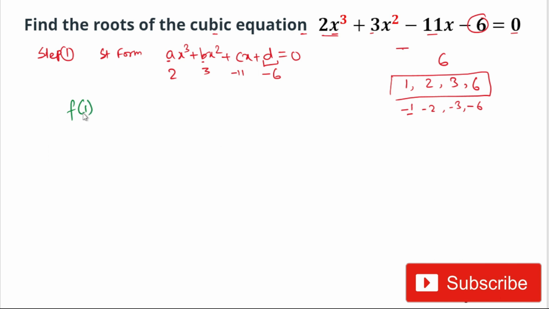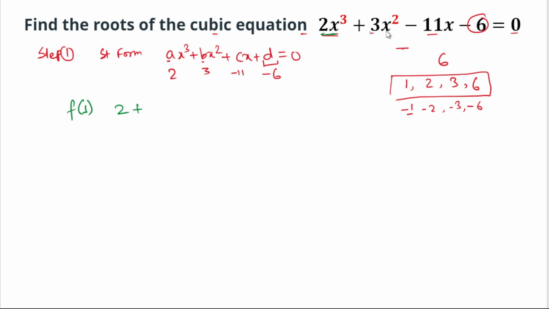Now we'll put the value of x as 1, to see whether it satisfies this expression or not. If we put 1 in place of x, then this value will be 2 multiplied by 1, which is 2. So 2 plus, the value of this term will be 3 multiplied by 1 squared, which is 3, and then negative 11 and negative 6. If we add, it is positive 5 and negative 17, so it is not equal to 0, so we cannot take the value of x as 1.